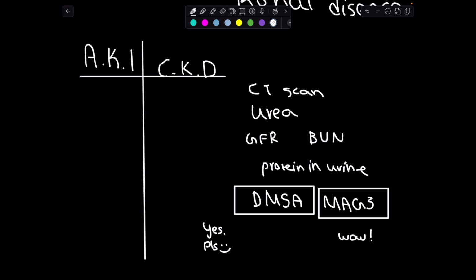Interesting. Okay, so a GFR to be normal is around 120. Tell us about the different scores.